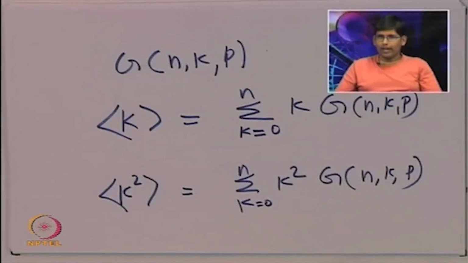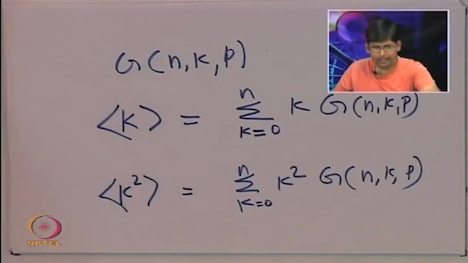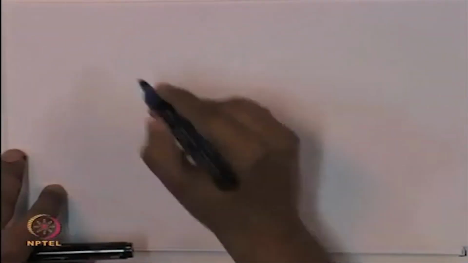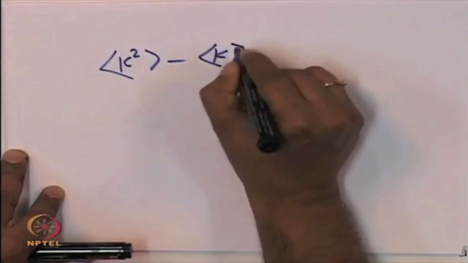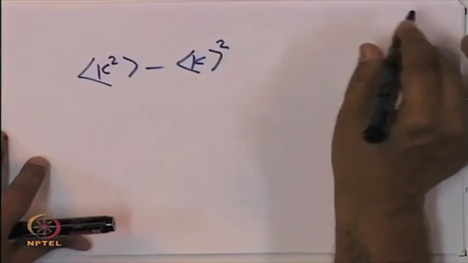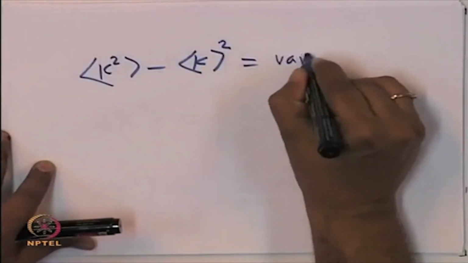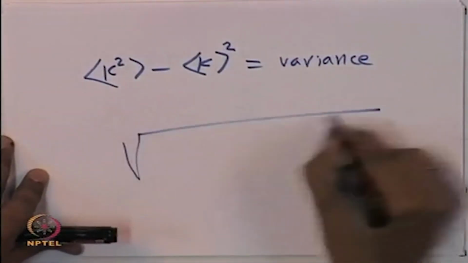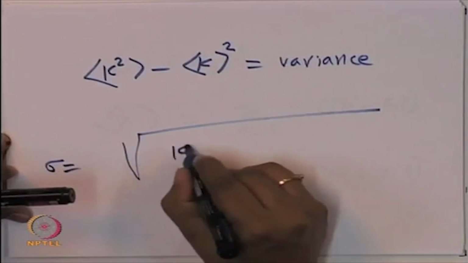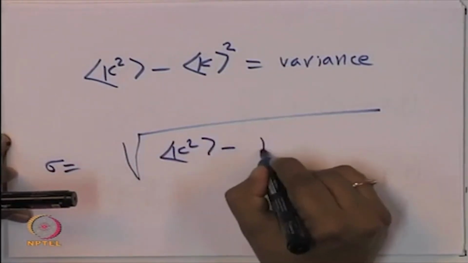So, let us look at how we calculate. We can calculate k square average minus k average square. This is the variance. So, we can calculate the variance, then we can calculate the standard deviation, which is basically the square root of k square average minus k average square.